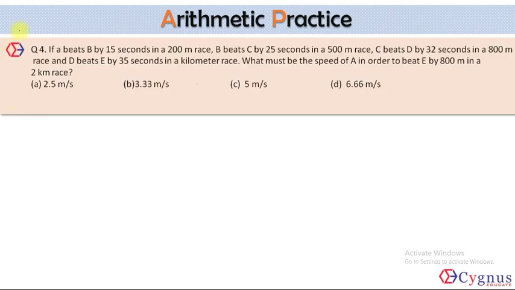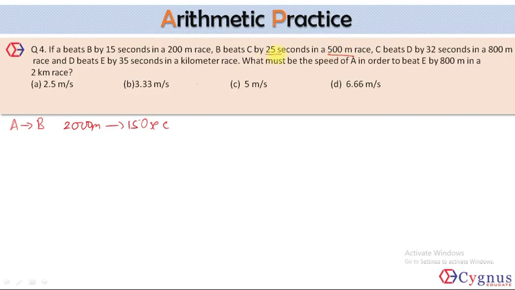So if all of them were to be compared on a 2-kilometer race, let's try to find it out. A beats B by 15 seconds in a 200-meter race. So if the race is of 2000 meters, the margin will become 150 seconds. So A beats B by 150 seconds. B beats C by 25 seconds in a 500-meter race. But I know that the race is of 2000 meters, that is 4 times of this.